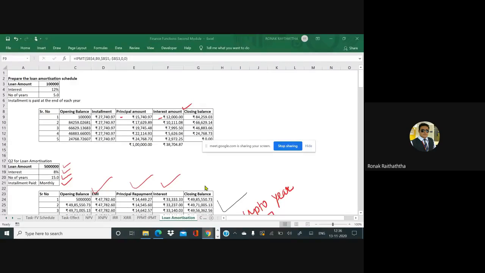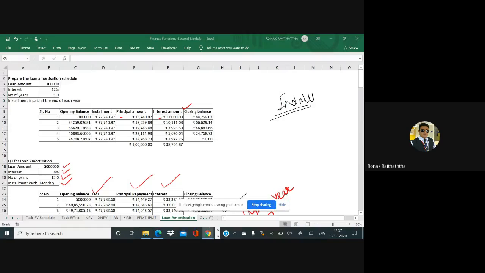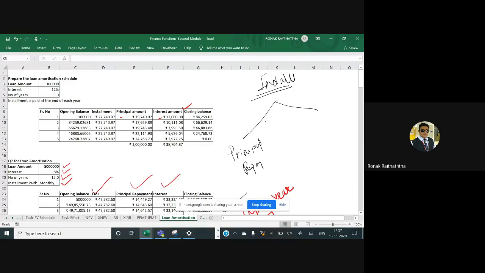Now, let's try to understand. Any EMI or any installment you pay is divided further into two parts. One is the amount of loan you are repaying back. Another one is the amount of interest which is charged on the outstanding balance of your loan. So any installment you must have found would be having two parts. One part shall be the principal repayment, and another part shall be the interest amount.